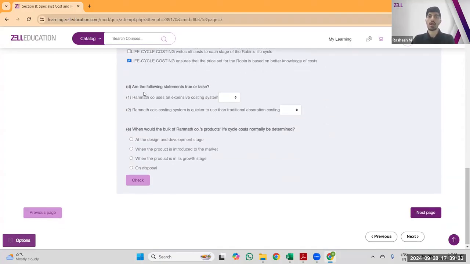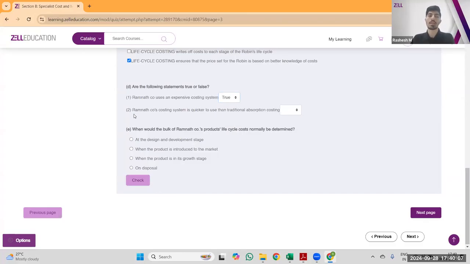All right. Are the following statements true or false? Ramnath company uses an expensive costing system. True or false? So I guess you may be confused here, but the blanket answer is true. All these systems that you talk about involve data collection. You need a lot of data, a lot of research, and a lot of accurate forecasts to be made. That makes the whole process a fairly expensive one. So generally these methods are expensive to implement.